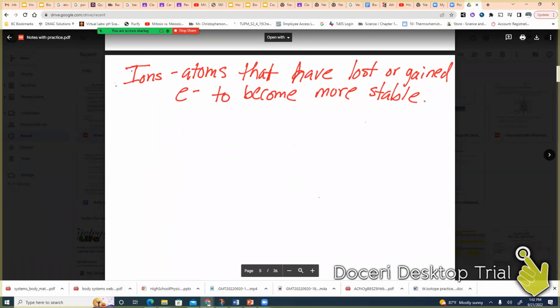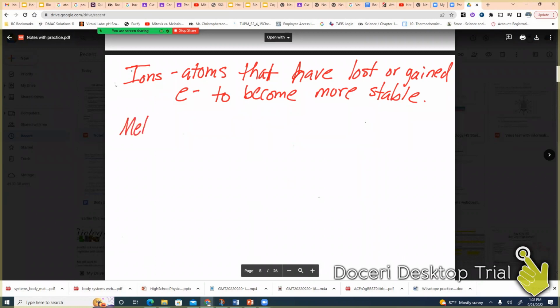Noble gases are stable because they have an octet, or 8 valence electrons. So when atoms form bonds, that's the reason they form bonds. It's leading to a more stable valence electron configuration.